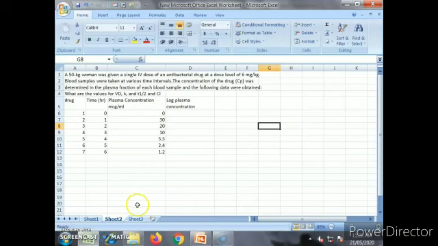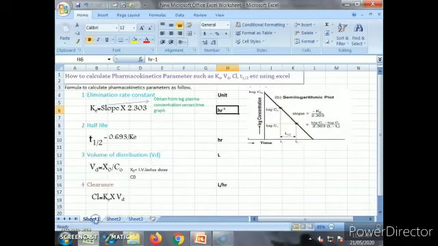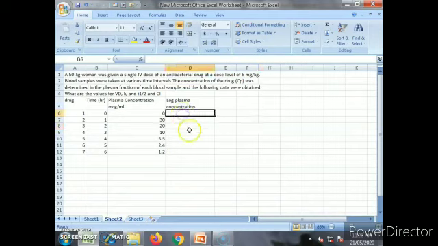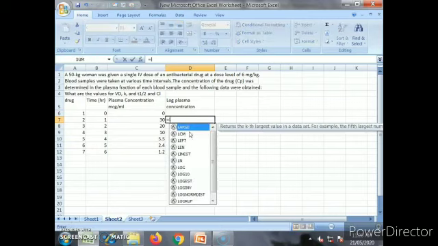Now, as we have seen previously, first we have to plot the graph of log concentration versus time. From this we can determine the slope and put the value of the slope in this formula and calculate the Ke. Now we'll start. Before that, first we have to convert this plasma concentration into log plasma concentration. So we'll calculate that by adding the formula, that is equal to log.